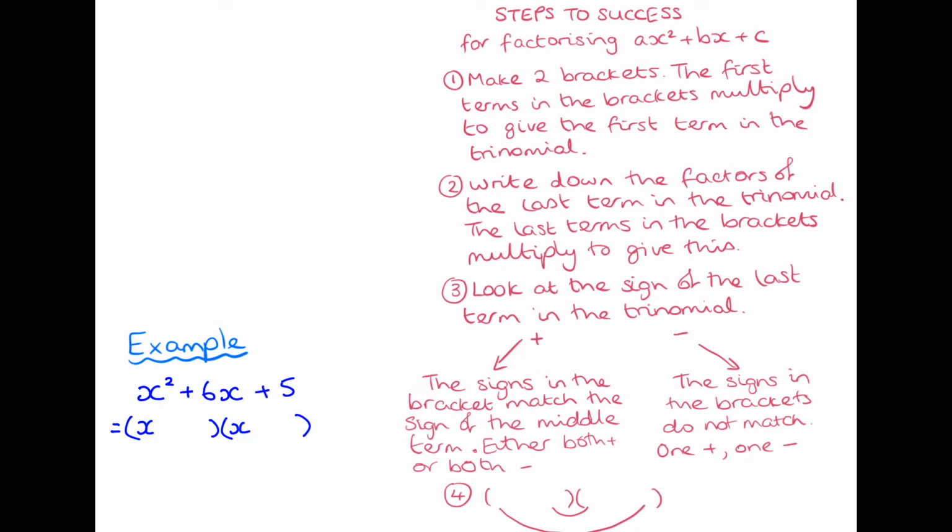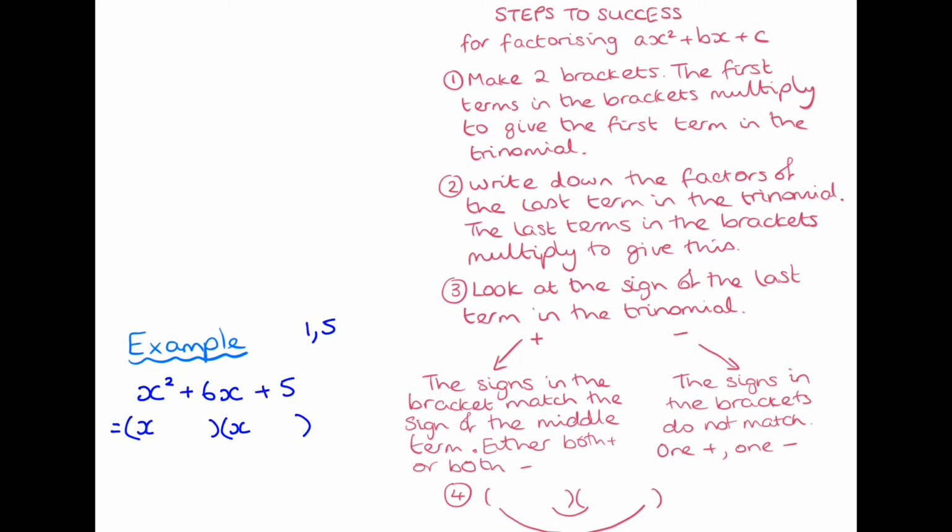Right, let's look at number 2 on our list then. Write down the factors of the last term in the trinomial. So the factors are the numbers which multiply together to make that number. Remember, we've looked at that in detail in common factors. So the factors of 5, that's what we need to look at, are 1 and 5. There aren't any other pairs of whole numbers that multiply together to give us 5.